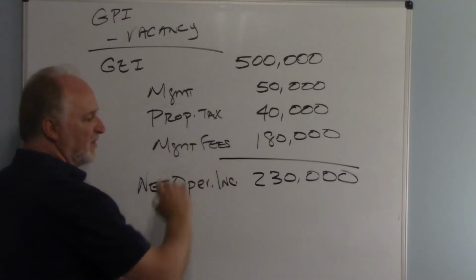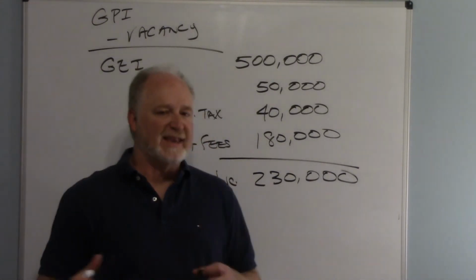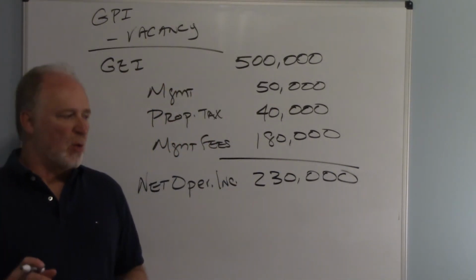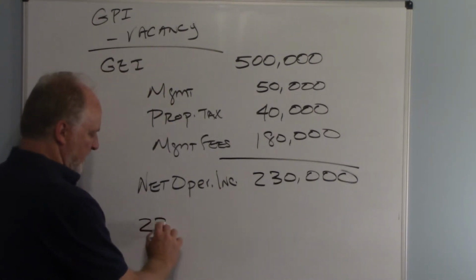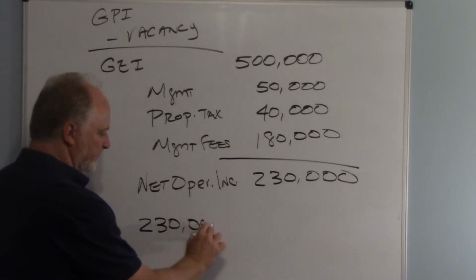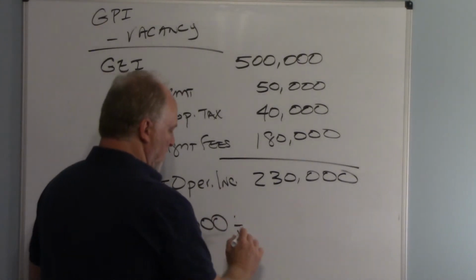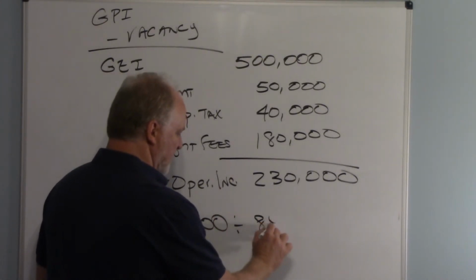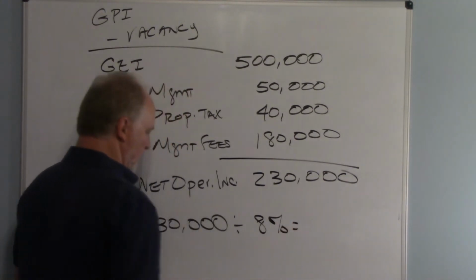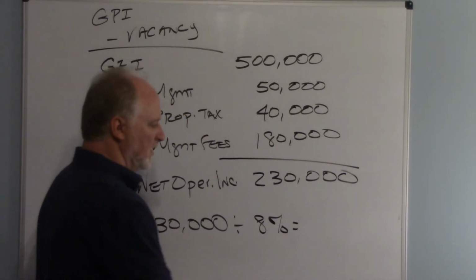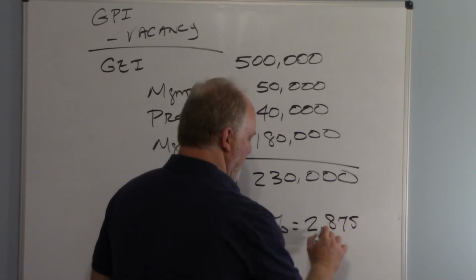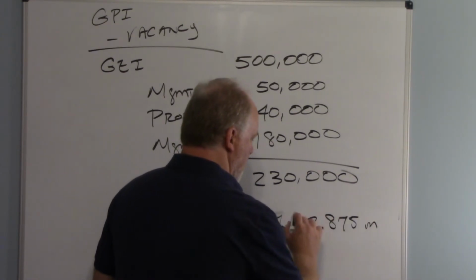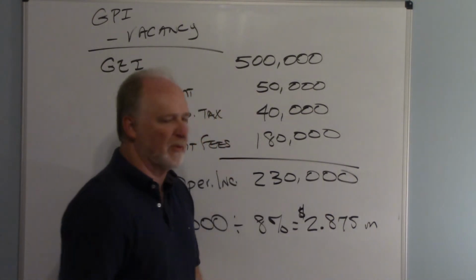Net operating income, the final part says, if there's a cap rate of 8%, what is the value of this property given the circumstances? 230 divided by 8% equals 2.875. 2.875 million, and that is the value of the property.